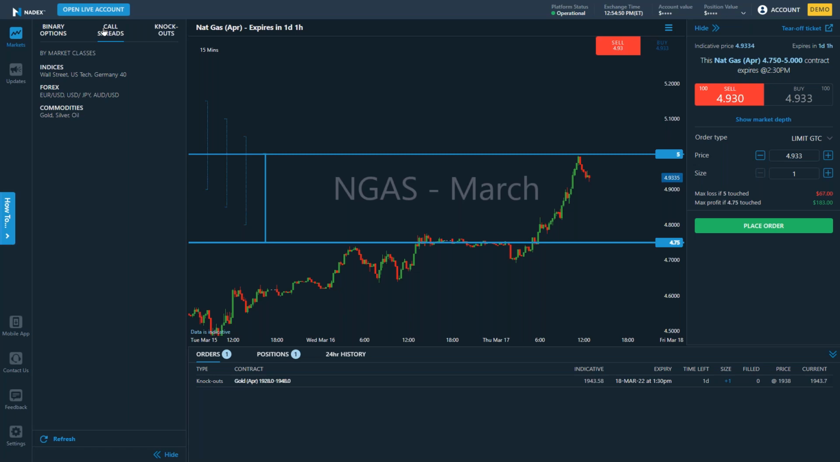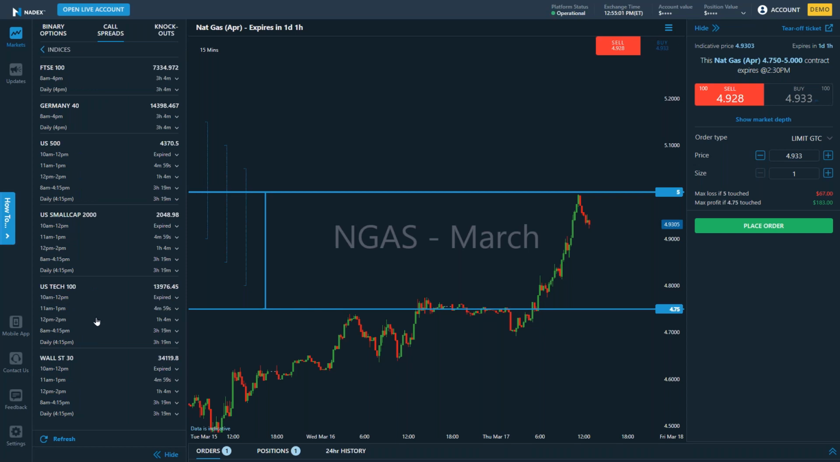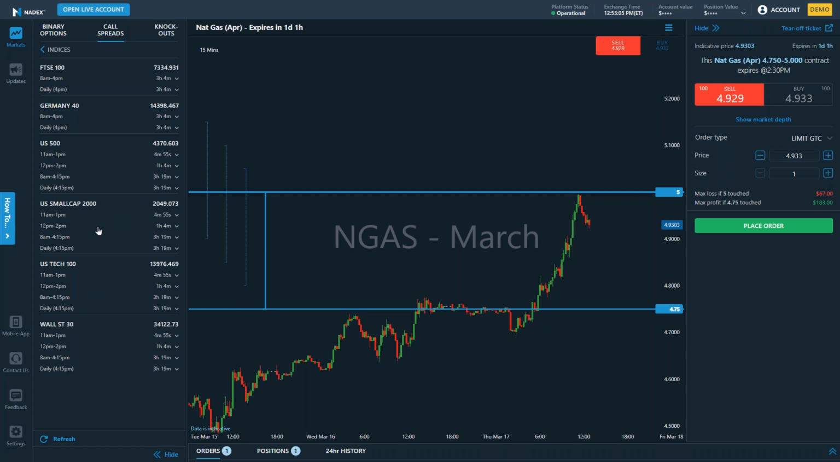Yes, and I will adjust the chart, okay? In fact, thank you, I appreciate the comments. Let's make the chart a little bit bigger, and let's look at call spreads. And I'm going to go back to call spreads. Now notice here, let's refresh this. Notice here we've got a bunch of different expirations.